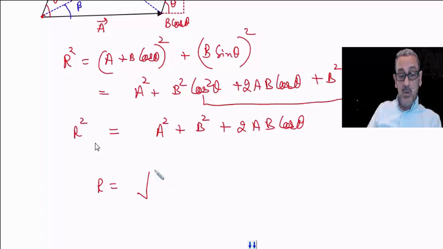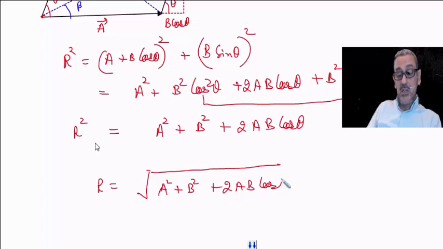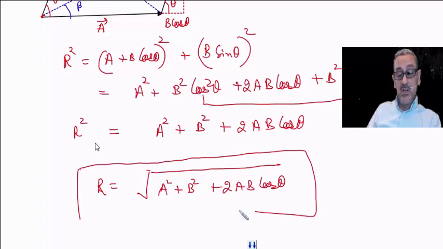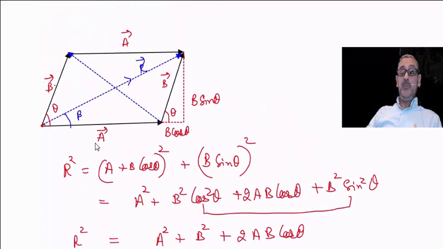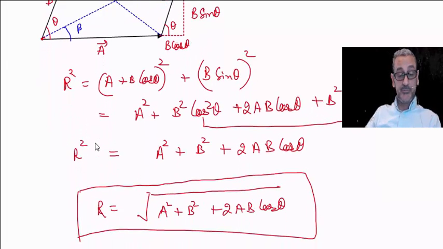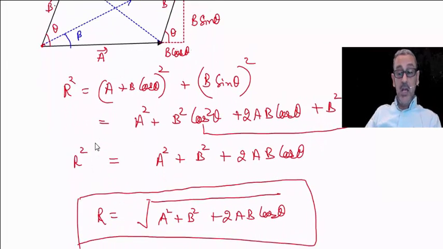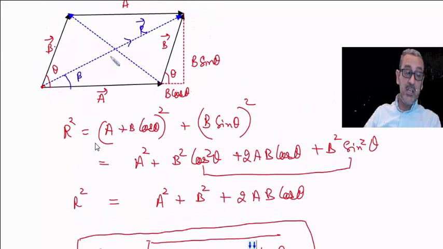So R comes out under root of A square plus B square plus 2AB cos theta. So I am able to find the magnitude of the vector. That is very much clear. This vector will be having this much of magnitude. Now my further aim is to find the angle beta also, because without finding beta I will not be sure how much inclined it will be towards the vector A.